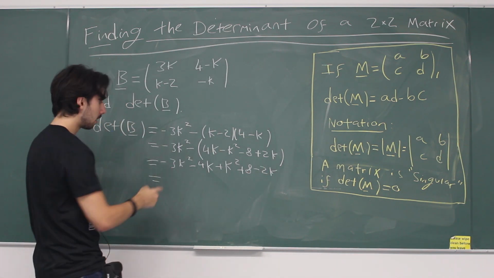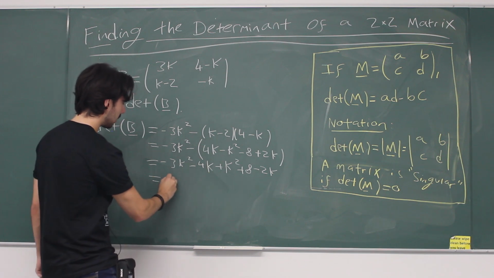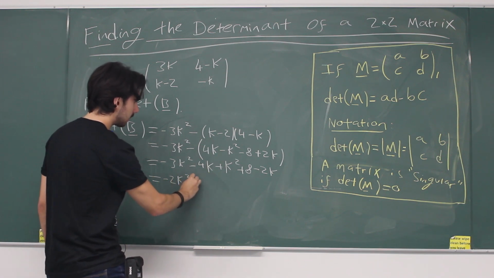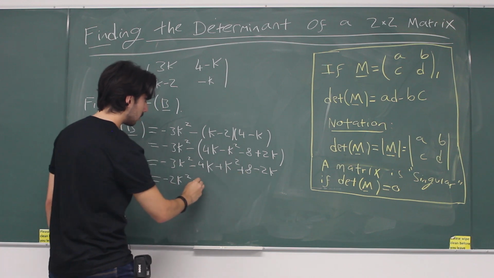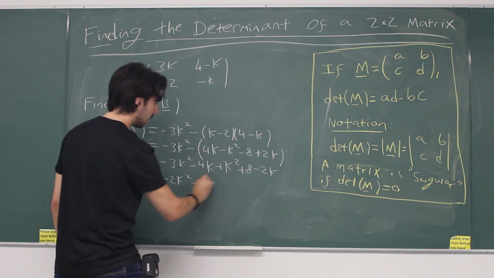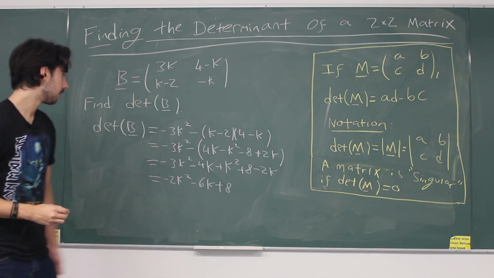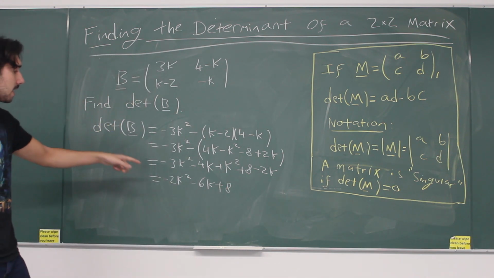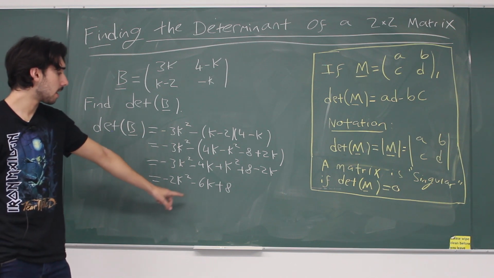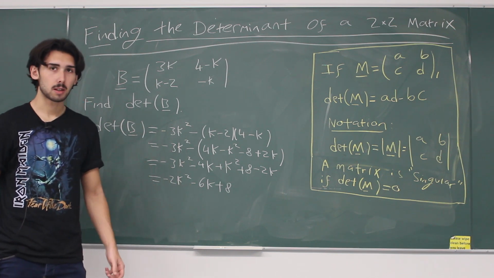Gather up the like terms. Minus 3k squared plus k squared is minus 2k squared. Minus 4k minus 2k is minus 6k. And plus 8 is just plus 8. This is the answer. So the determinant of the matrix B is minus 2k squared minus 6k plus 8.